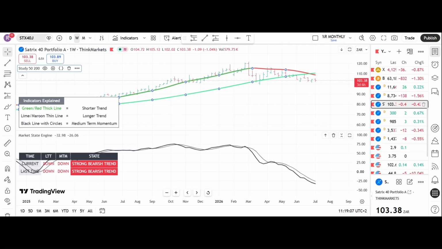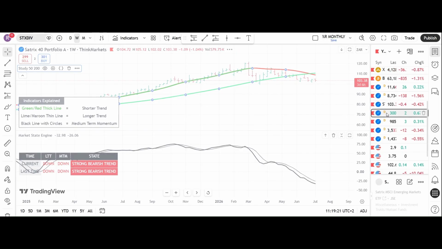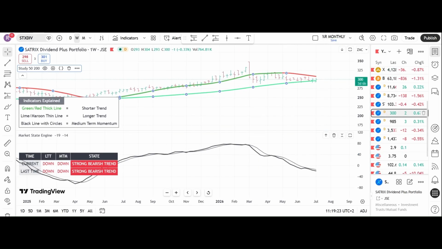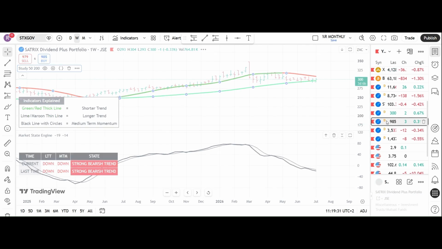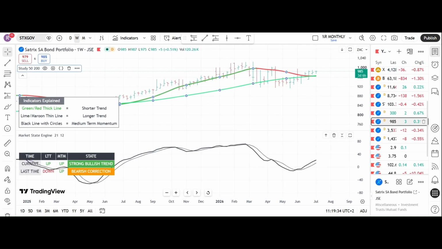The Satrix 40 portfolio, the short-term has just crossed below the long-term, and we see that the strong bullish trend is continuing. The Satrix Dividend Plus is still in its strong bearish trend with downward momentum. The Satrix SA bond portfolio has turned strong bullish with the upward momentum going strongly to the upside.